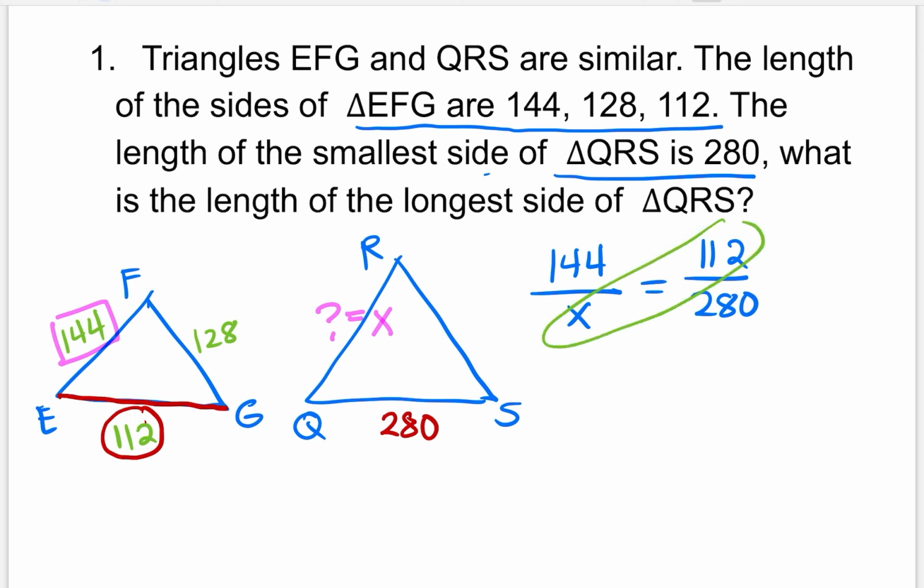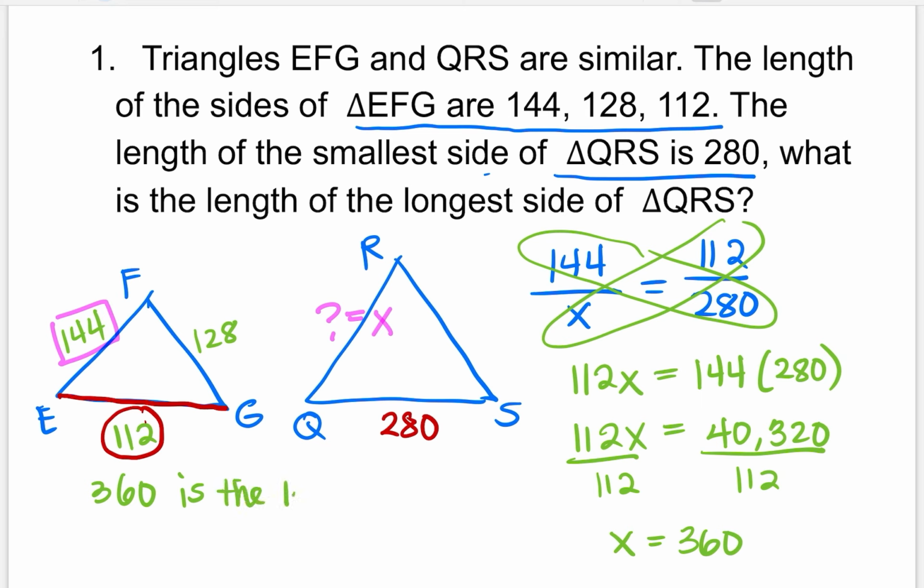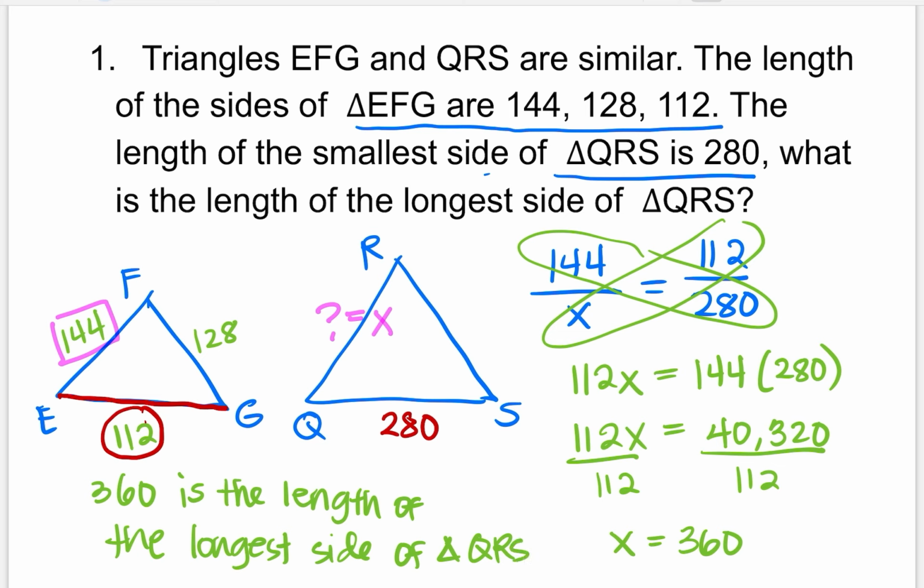Cross multiply, so this will give us 112X equals, we're multiplying 144 times 280. So 112X equals 144 times 280, which is equal to 40,320. We divide both sides by 112, and so X is equal to 360. So 360 is the length of the longest side of triangle QRS.